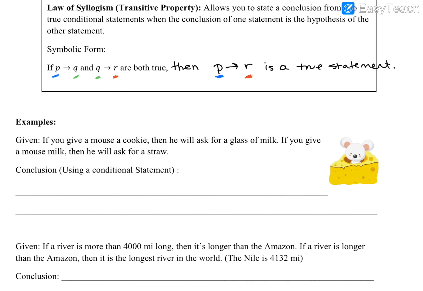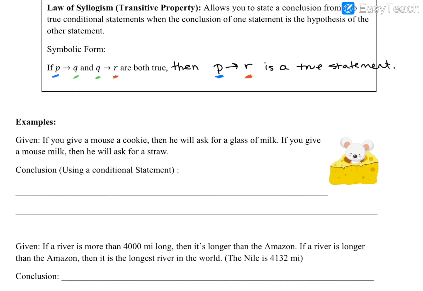So we're going to give you two sentences. There are two if-then statements, two conditional statements. I'm not going to ask you to go through and determine if they are true or false. You're just going to assume them to be true, because then you'll see if you can come up with a new conditional statement, your conclusion from this.